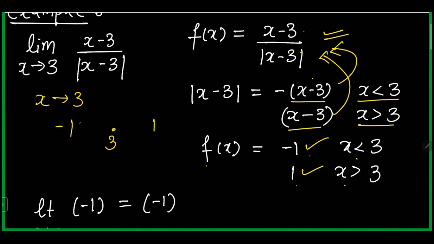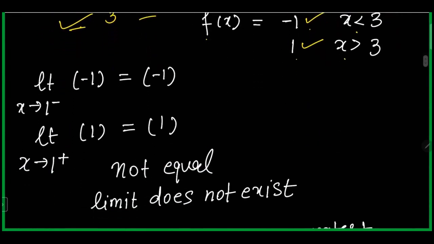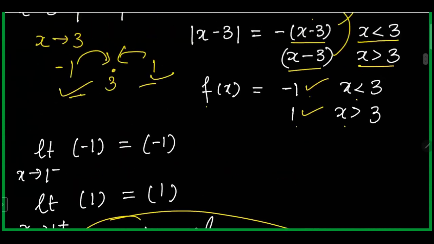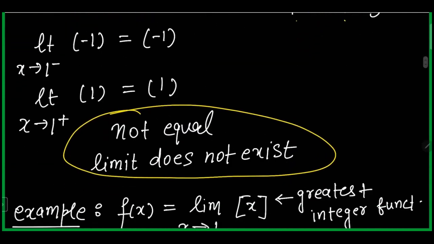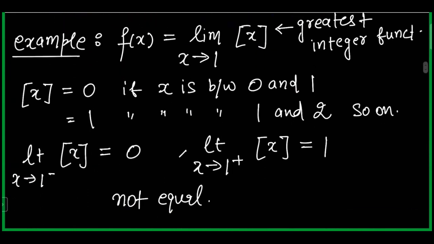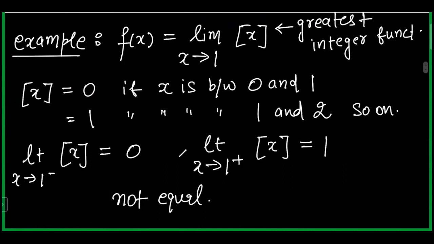So if you approach from left side, your value is minus 1. But if you approach from right side, your value is 1. So these both values are not equal. It means your limit does not exist. Because when we are coming from left side, your value is -1. And when we are coming from right side, our value is 1. So it means our limit does not exist because the values coming from left side and right side are not equal.